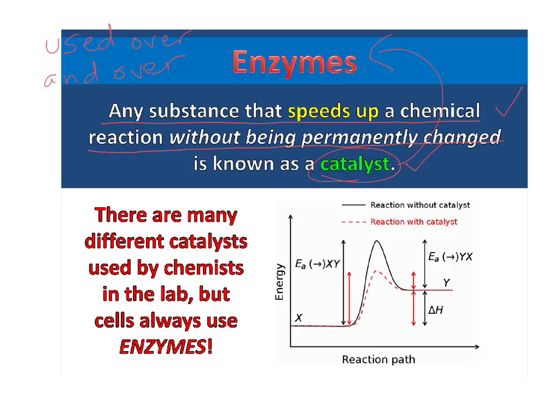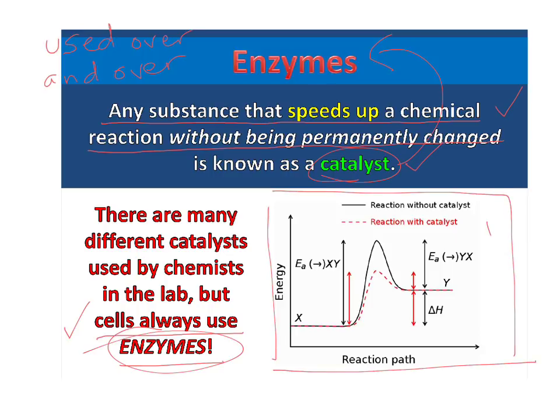There are many different catalysts that are used by chemists in the lab, but cells always use enzymes as their catalysts. Look at your notes. What kind of catalysts do cells always use? They always use enzymes. Oh, and by the way, this graph right here is on your quiz. So again, I'm trying to point out to you things that you're going to see again on the test and the quiz so that you can make a note of it in your brain.